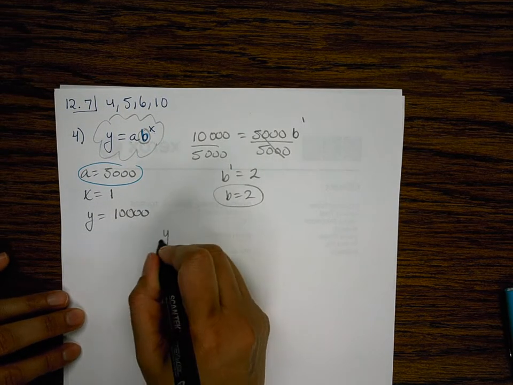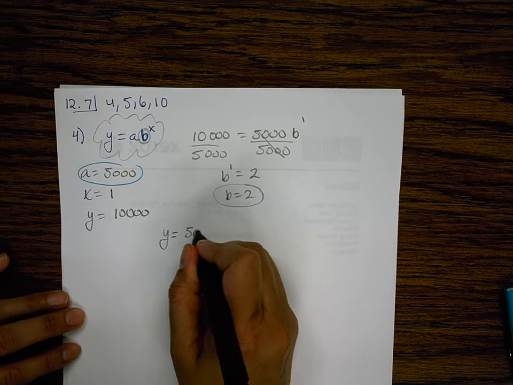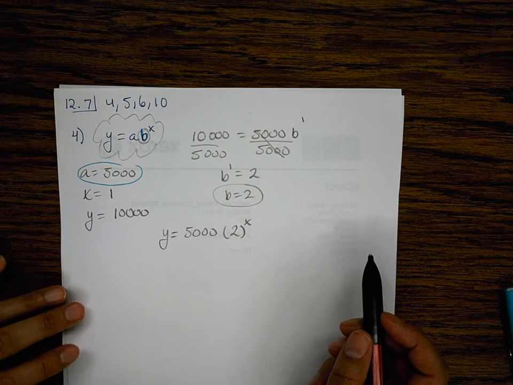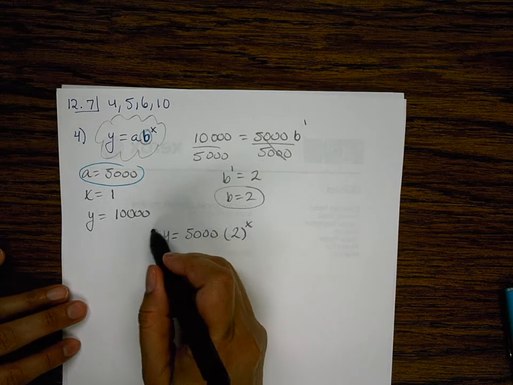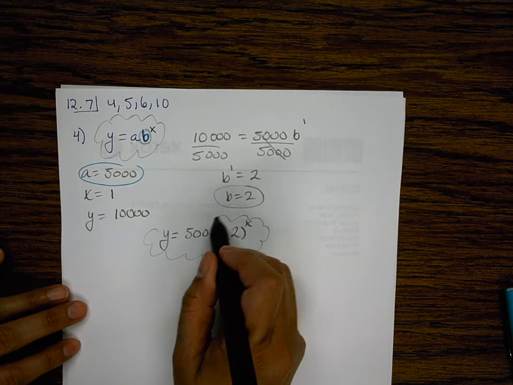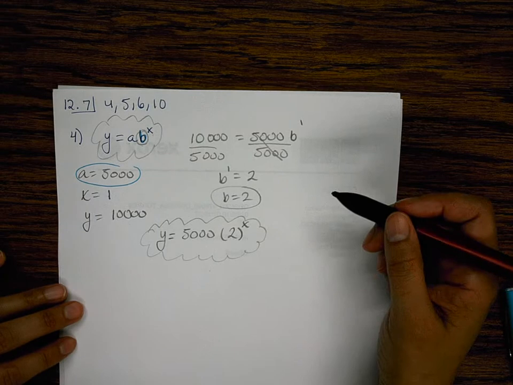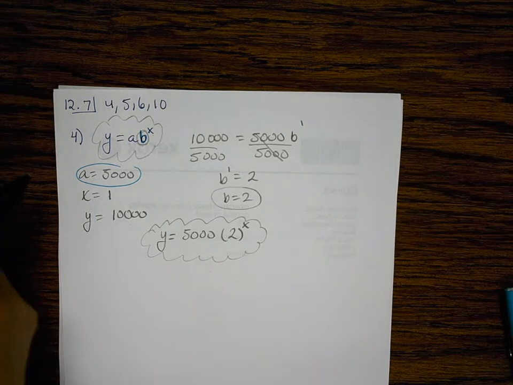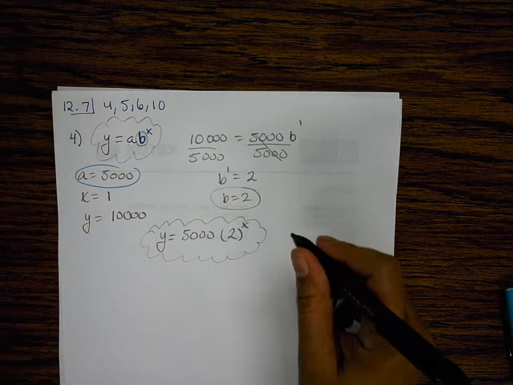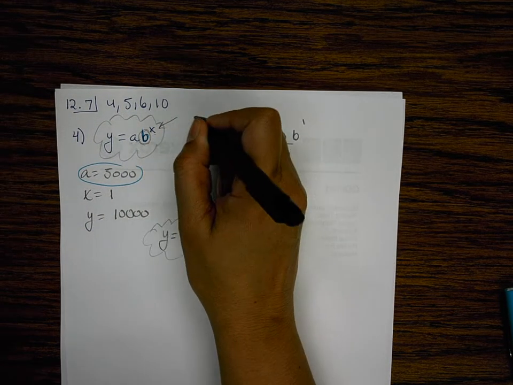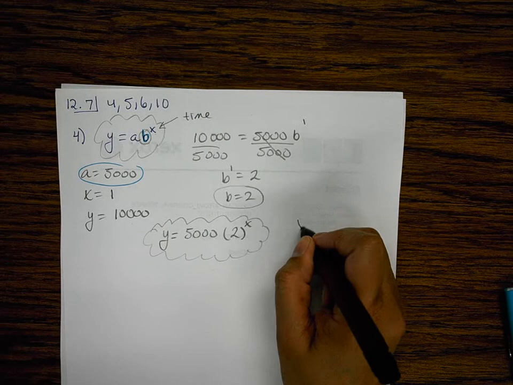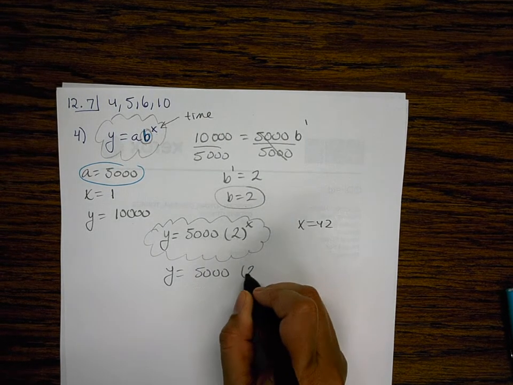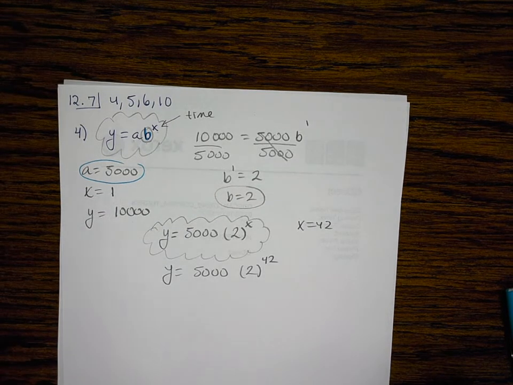Okay, so my equation is y equals A, which is 5,000, my initial amount, times 2 raised to the x power. Now, it did not ask for this equation, so this is not your final answer, but this would be in your workspace. Your final answer is going to be once you plug it in. Now, the question was, how much is present after 42 hours? That's time. X is time. So X equals 42. Y equals 5,000 times 2 raised to the 42nd power.